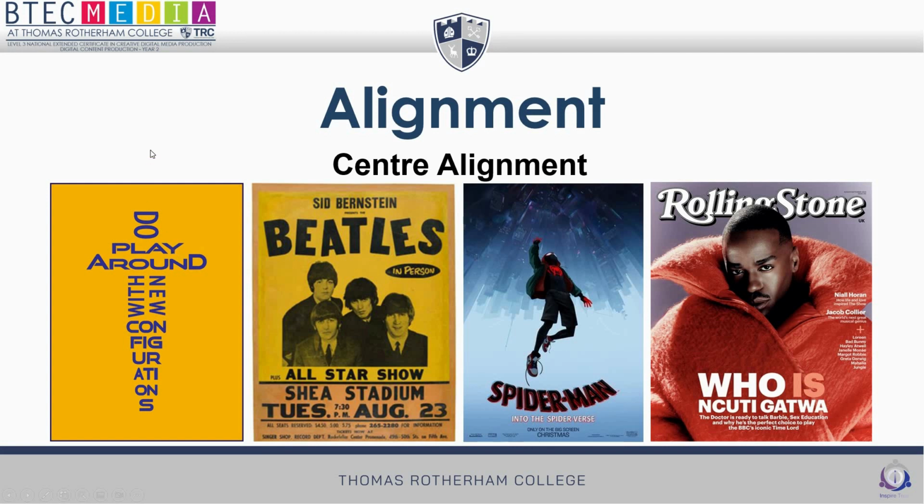So if I was to draw a straight line right down the middle of these designs, all the text elements will be aligned with that central line. So you can see this bit here, draw a line down there, it's all aligned around that middle invisible line. Even this really old poster for a Beatles gig, you know, most of the text on there is centrally aligned. Copy of the Spider-Man poster, Rolling Stones magazine, excuse me.